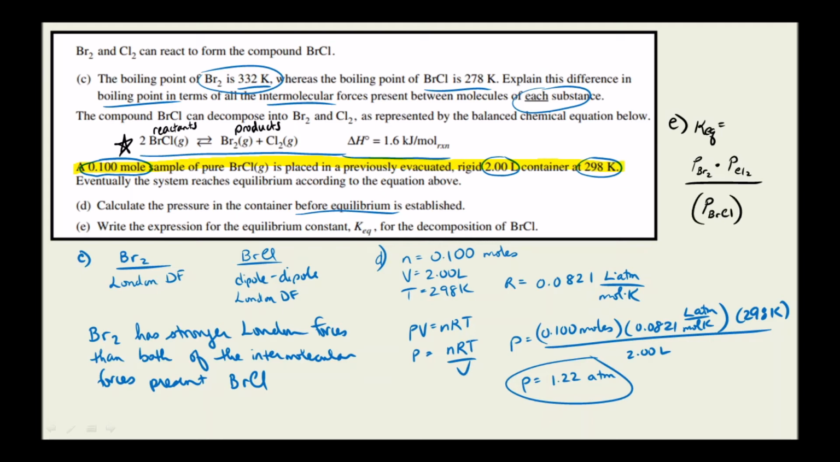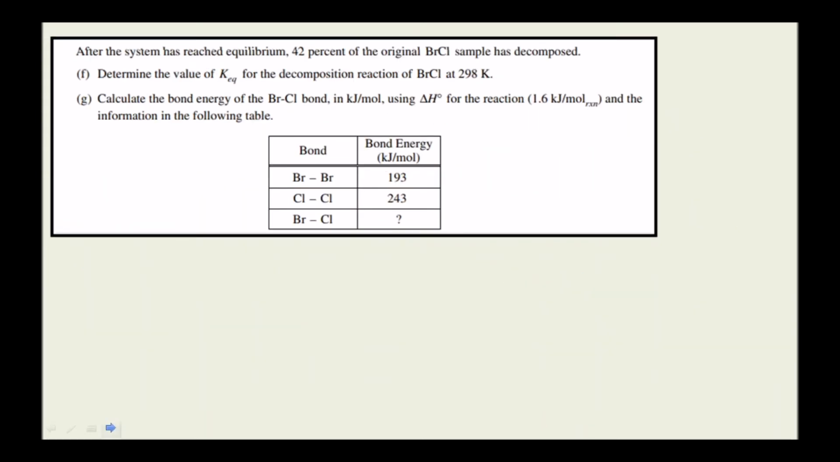Don't forget to bring that up to the exponent that is the coefficient in the balanced equation. So in the balanced equation we have a 2 in front of BrCl, so that will be our exponent in the equilibrium constant equation. Likewise, we could replace all of these pressures with molar concentrations, with the exponent in the same place as well. Okay, part F.